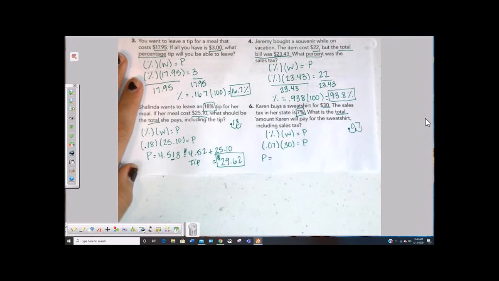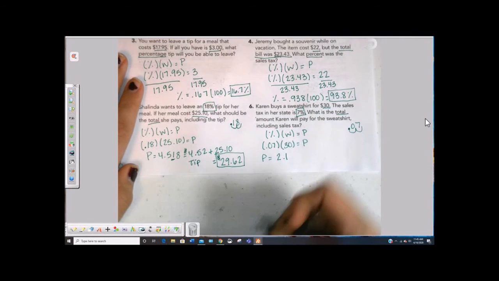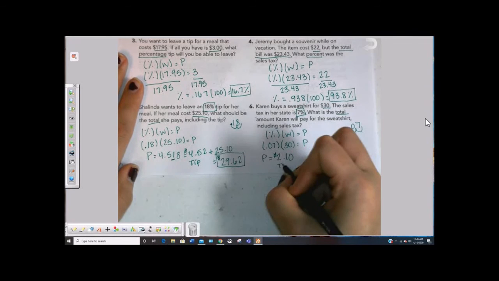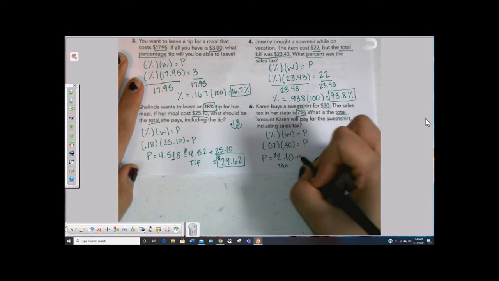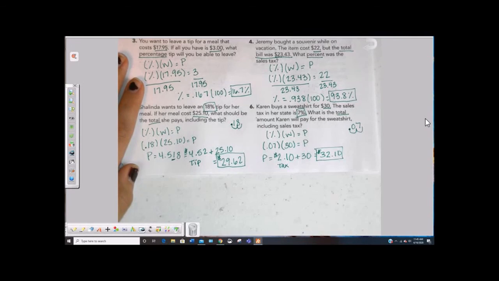When you multiply that, you get 2.1. But remember, we're talking about money again, so it's going to be $2.10. That's our tax amount. And with sales tax, you add it back into the cost. So you're going to add $30, so your total should be $32.10.